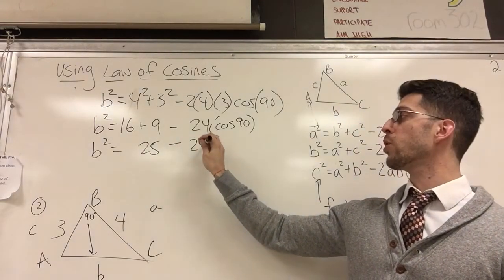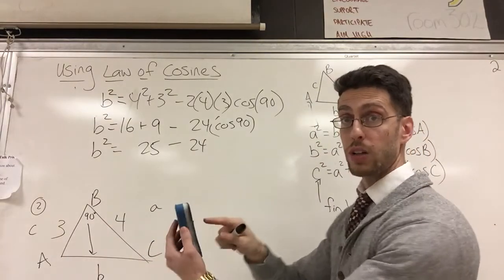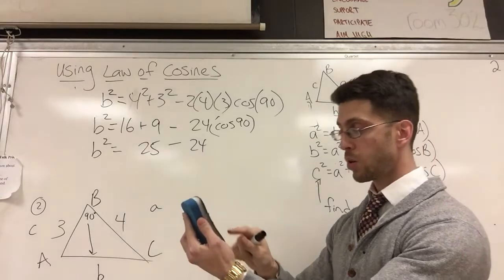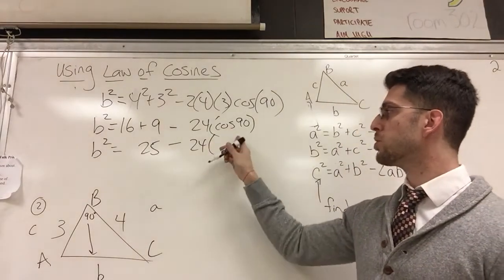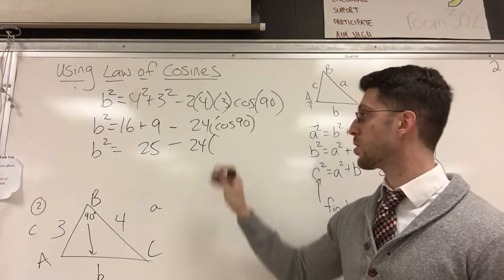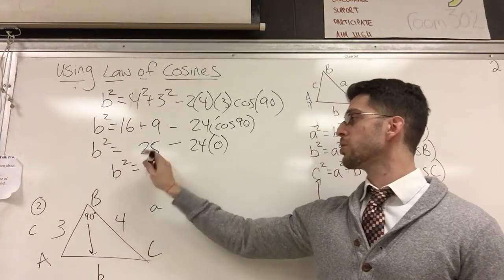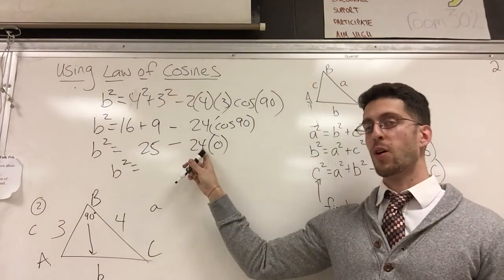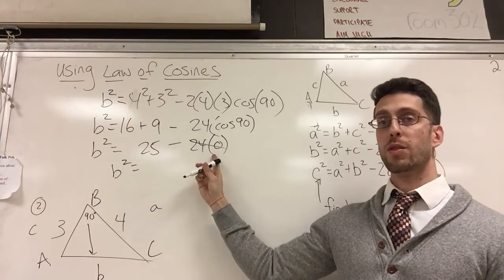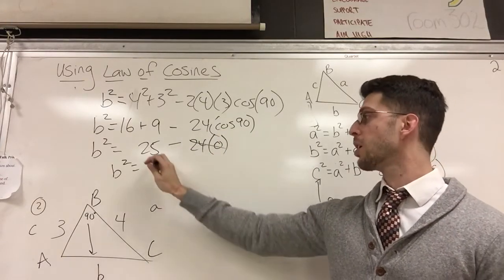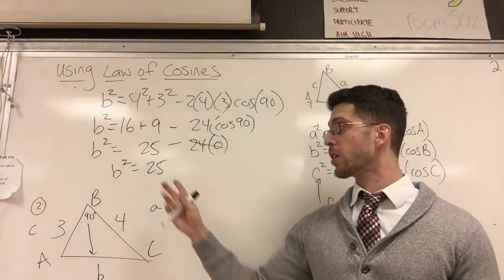Minus 24, and now I better go to the calculator, so let me type it in here, my magic eraser calculator. Cosine 90 is 0. All right. Most of the time you'll get some decimal. This one worked out to be 0. So B squared equals 25 minus 24, right? No, 24 times 0 is 0. So this thing kind of drops out. 25 minus 0, still 25. B squared equals 25. Hopefully you made it to this point and you think your answer is 25.